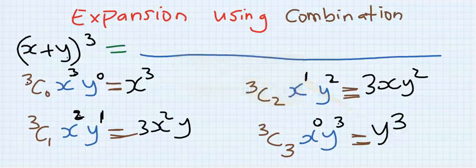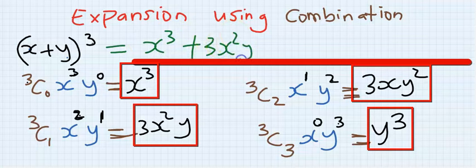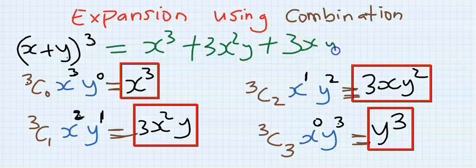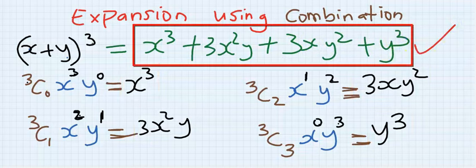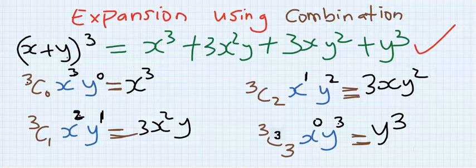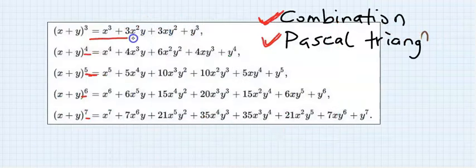Now, my final answer is all of them together, which is x to the power of 3 plus 3x squared y plus 3xy squared plus y cubed. This becomes our final result. In video 1, we did it and we actually got this, which is same as this.